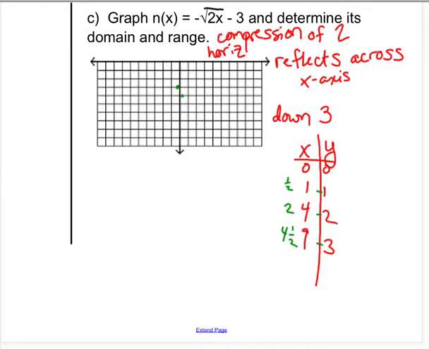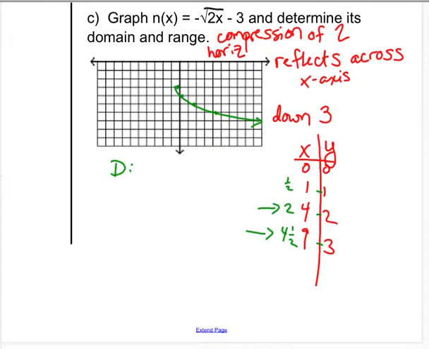From my new origin, I'm going to move right 2, down 2. And from my new origin, I'm going to move right 4.5, down 3. Alright, so there is my new square root function. Sorry, my calibration's off. I literally just recalibrated it before I started this lesson.